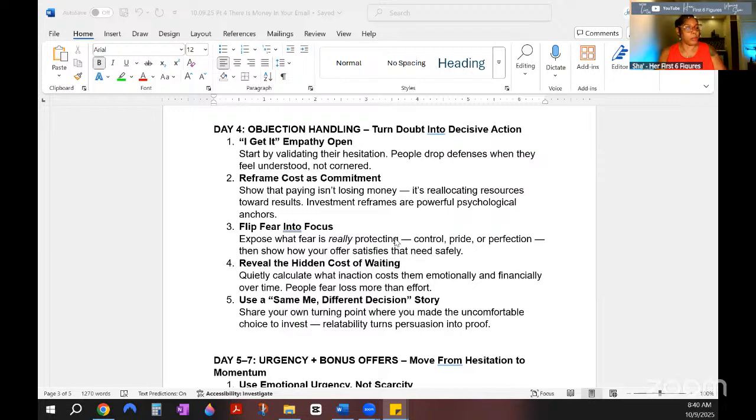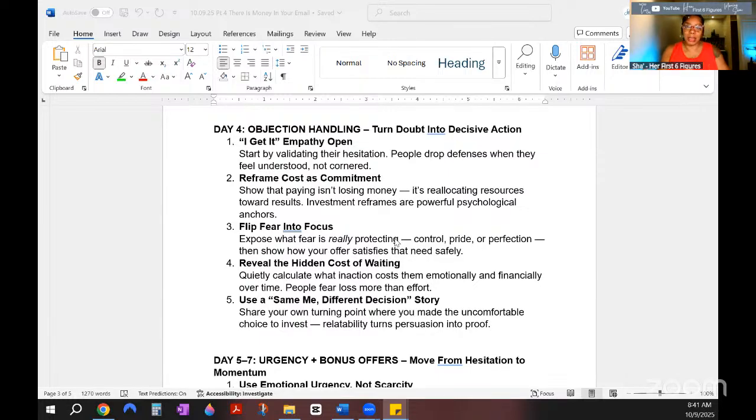All right. Number 2, reframe cost as commitment. Even investment, that's another one that you can reframe it as. But let's stay with commitment. So show that paying isn't losing money, it's reallocating resources toward results. Investment reframes are powerful psychological anchors. So instead of saying the price is, what I charge is, the fee is, it's your investment is.